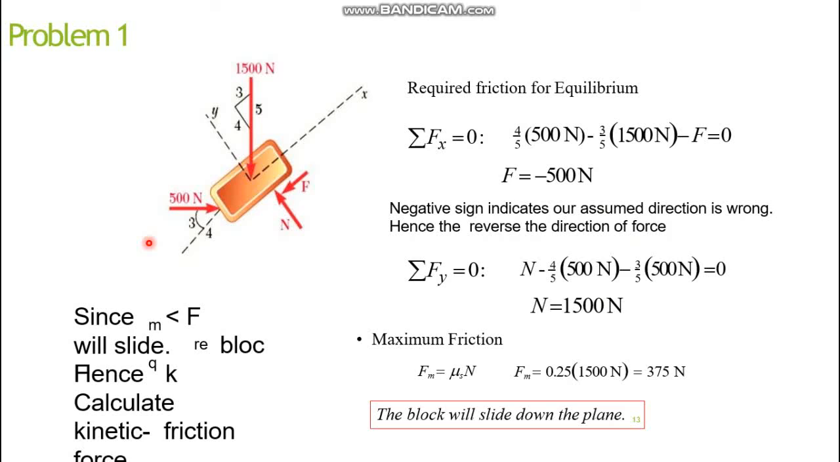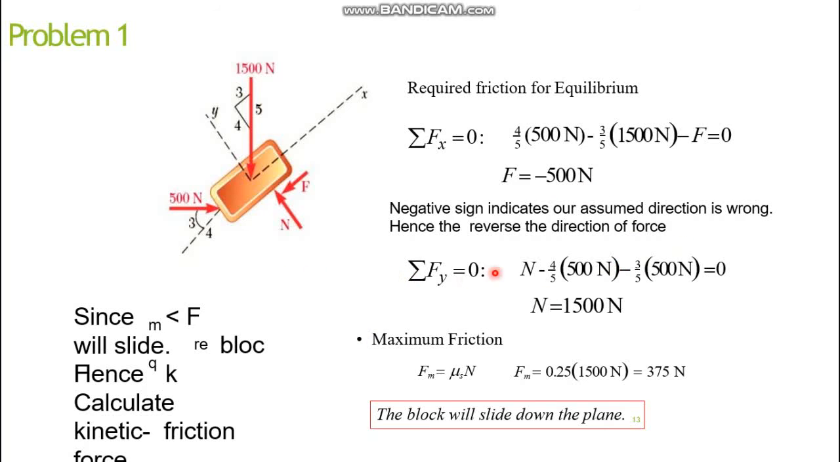You can see by this, summation of Fx equal to 0, this is the equilibrium condition. You can find out the F value. Now here the F value comes negative, minus 500 Newton. So what does the negative value imply? The negative sign indicates our assumed direction is wrong, hence the reverse direction of the force.